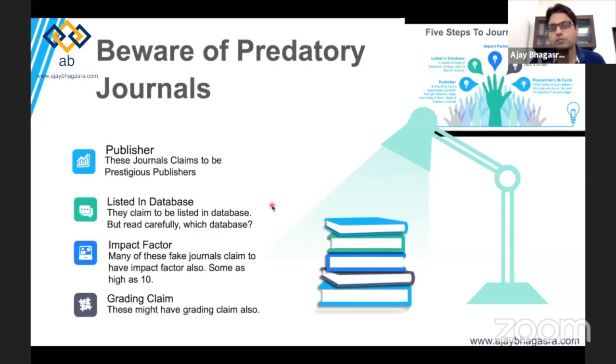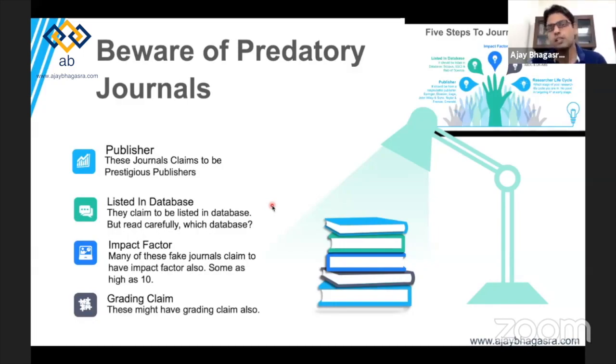So for impact factor, there is only one agency whose impact factor grading is accepted. And that agency is Clarivate Analytics, which comes from Elsevier. Elsevier is a publisher. Elsevier has a company, Clarivate Analytics. They give the impact factor. Earlier, this impact factor was given by Thomson Reuters. So Clarivate Analytics has taken over from Thomson Reuters as far as impact factor is concerned.